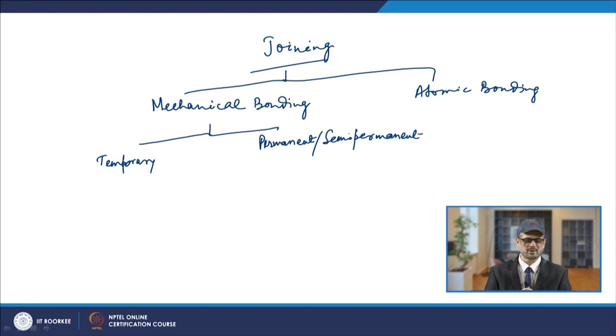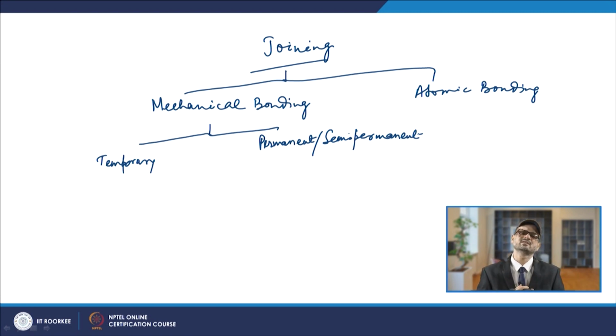Whereas, in the case of semi permanent joint, you have examples such as rivets. In that case, whenever you try to remove the two plates which are riveted together, the plates do not face any damage, whereas the rivet which has been used cannot be used again. So, that is gone. That is an example of semi permanent type of bonding or joining. Now, coming to the atomic bonding.